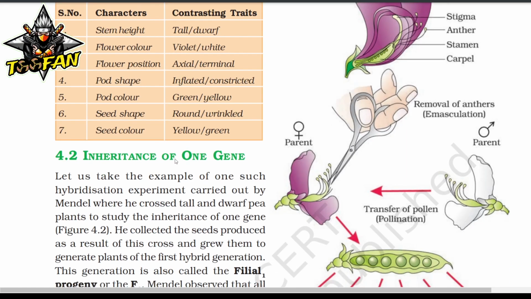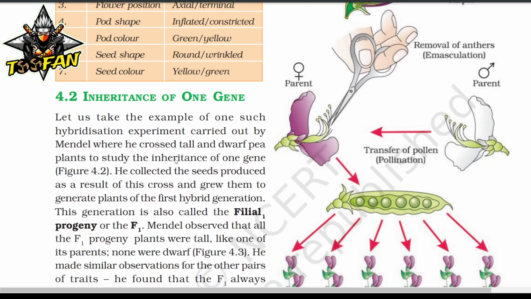Inheritance of one gene. Let us take an example of one such hybridization experiment carried out by Mendel, where he crossed tall and dwarf pea plants to study the inheritance of one gene. He collected the seeds produced as a result of this cross and grew them to generate plants of the first hybrid generation. This generation is also called the filial progeny or F1. Mendel observed that all the F1 progeny plants were tall like one of its parents; none were dwarf.